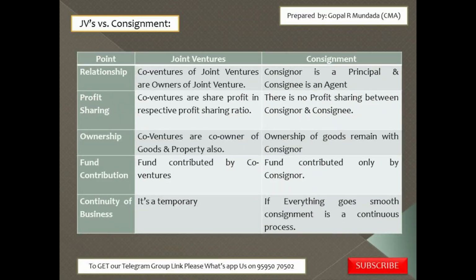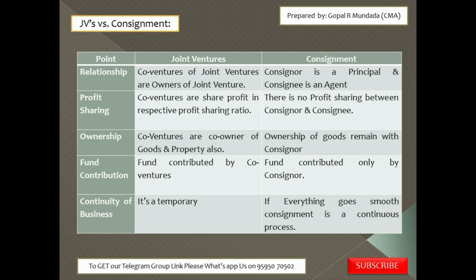So guys, after understanding the need, introduction and conclusion of this concept, we can now discuss joint venture versus consignment. This is basically the difference between joint venture and consignment. So there are 5 points that lay down the difference between joint venture and consignment. Those points are relationship, profit sharing, ownership, fund contribution, and continuity of the business. So guys, we can discuss one by one.